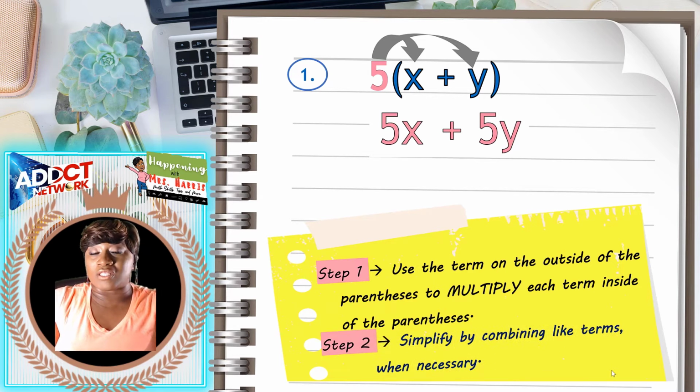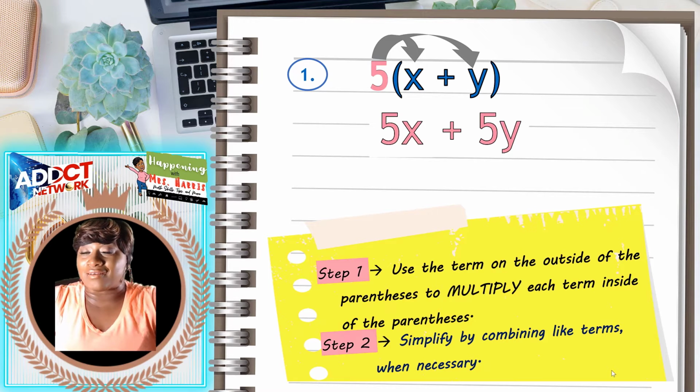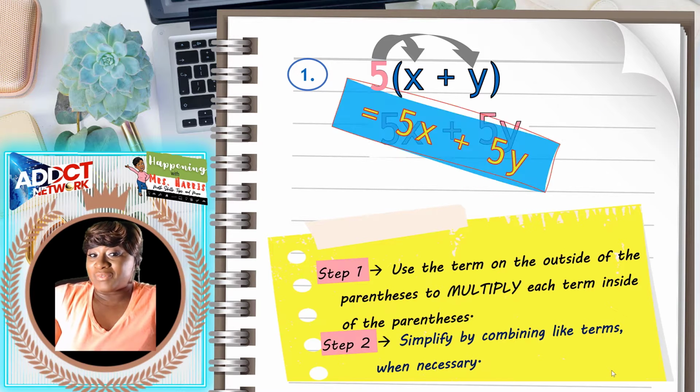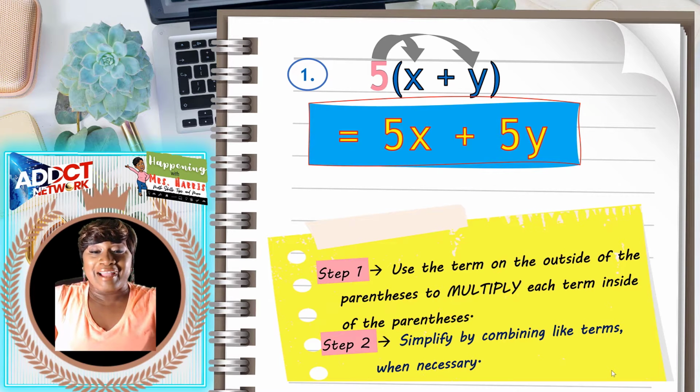For the next step, we'll simplify by combining like terms, but as you can see, these terms are not alike. How do we know that they're not like terms? Because one term has x and the second term has y. And in order to have like terms, both terms have to have matching variables with matching exponents. Therefore, here's our final answer. Our final answer is 5x plus 5y.